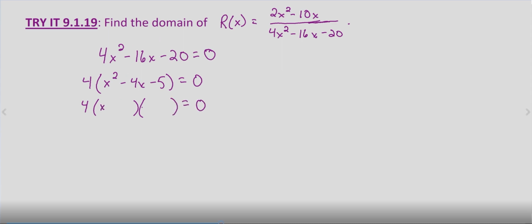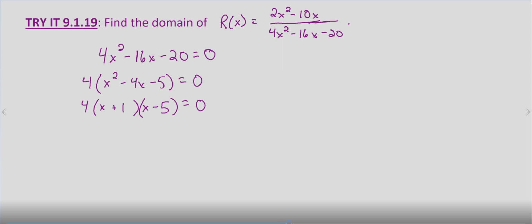We know the leading term is going to be x in both cases, and we want to know what two numbers multiply to negative 5 and add to negative 4. Well, that would be negative 5 and positive 1. So plus 1 and minus 5. Negative 5 and 1 multiply to negative 5, and negative 5 plus 1 is negative 4.